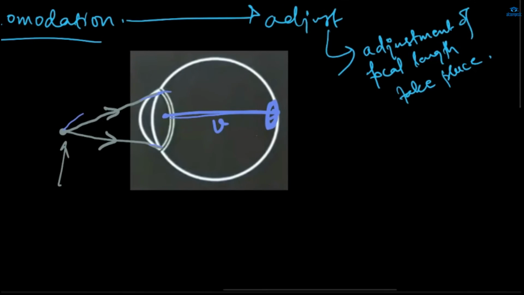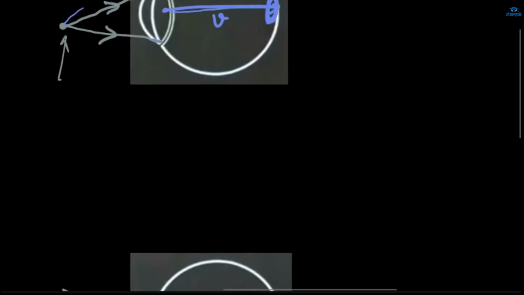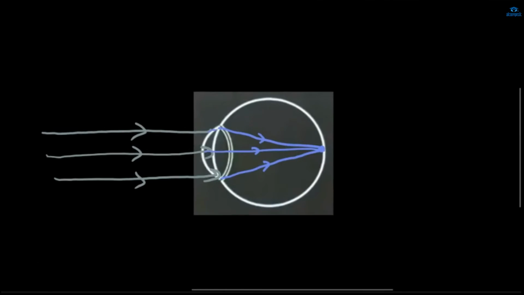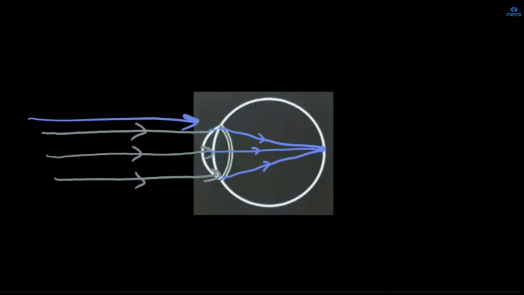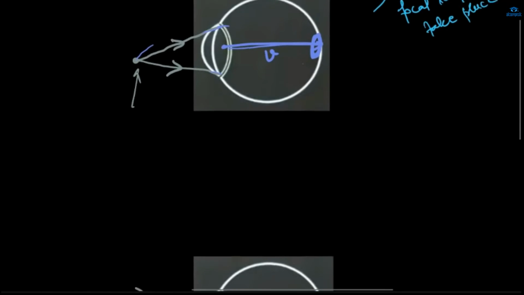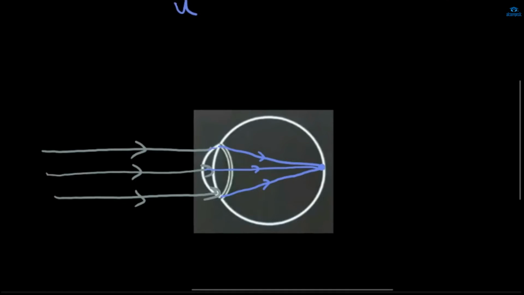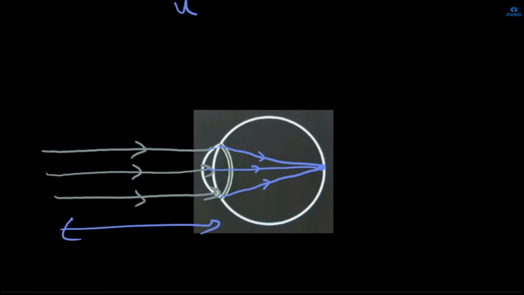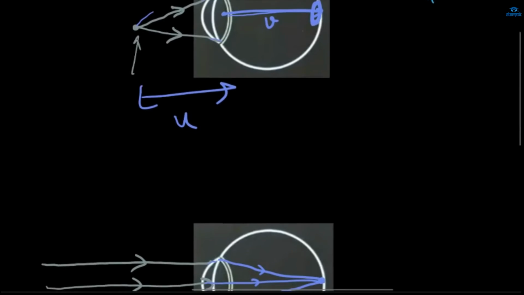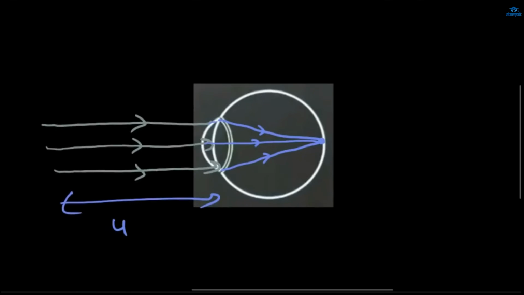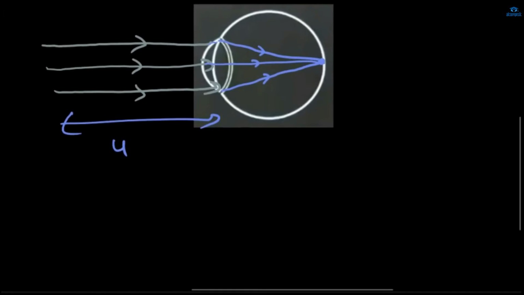Even if the object distance is changing, like here the rays are coming from very far, and here they are coming from nearby, the u is changing. Object distance is u, as we already studied in the last chapter on lenses. This is u, and this is also u. U is getting changed, for here u is something else.